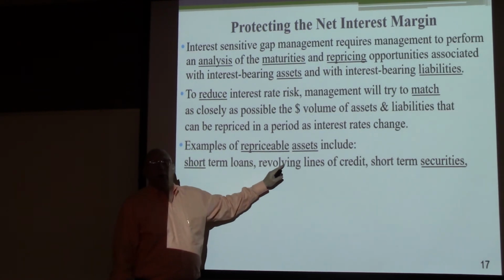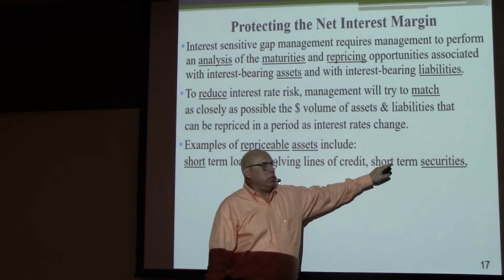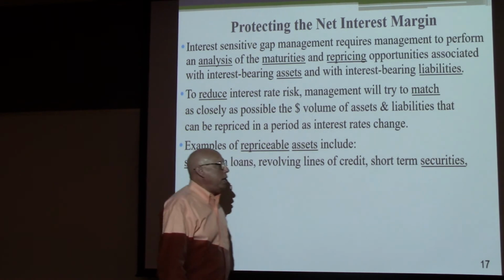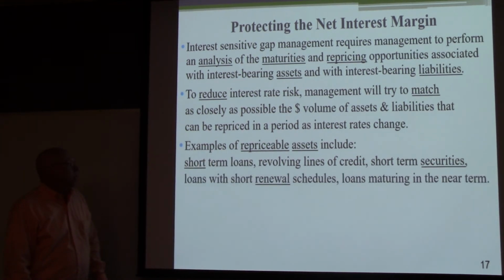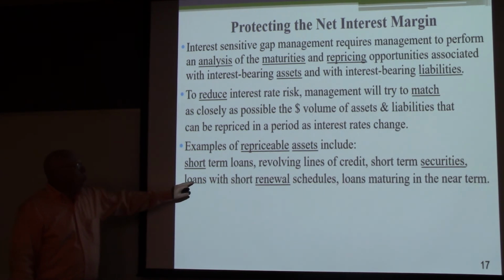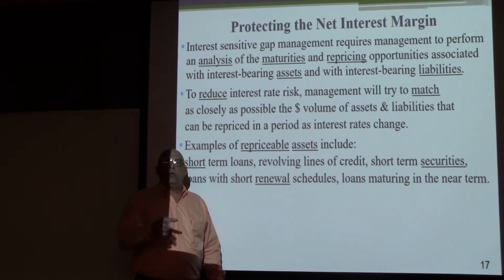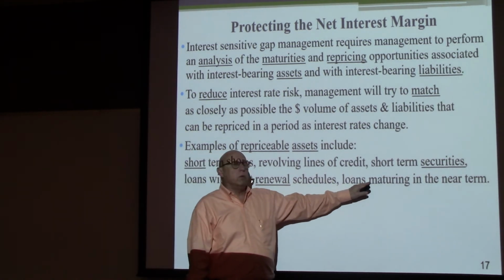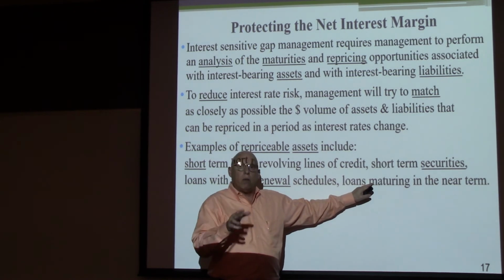Revolving lines of credit typically have floating interest rates. Short-term securities, same thing. You buy a short-term security so that it matures soon and you can reset it. You can buy a new one, reinvest your money at the newer rate. Loans with short renewal schedules. So the bank says, I'm going to give you a 20-year amortization, but we're going to reset the rate every 6 months. And any loans that are maturing, you might have a 30-year loan that's been on the books for 29 and a half years. That is now a 6-month loan.